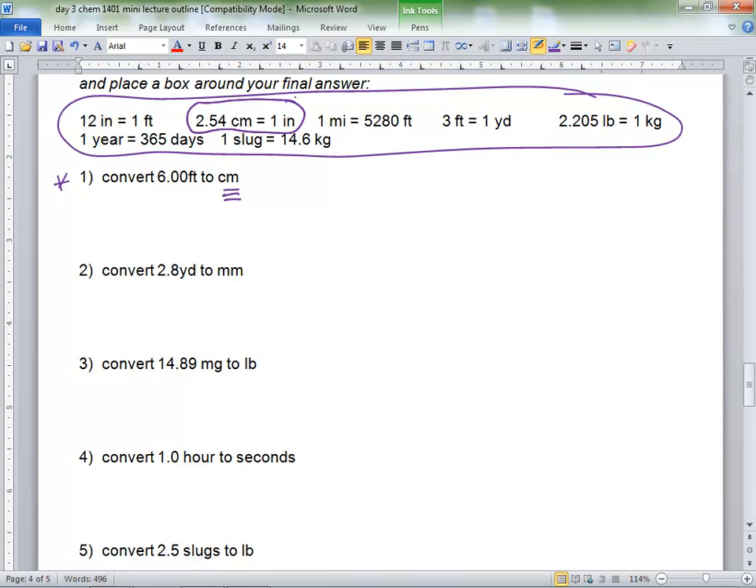Good. You need 3 sig figs. 1.82 times 10 to the... 12 inches in a foot. That's right. Oh, no. We're going, that's defined. That's exact. Yeah, so we always go by the original measurement. But yeah, that's a good point. Good point. You're paying attention.